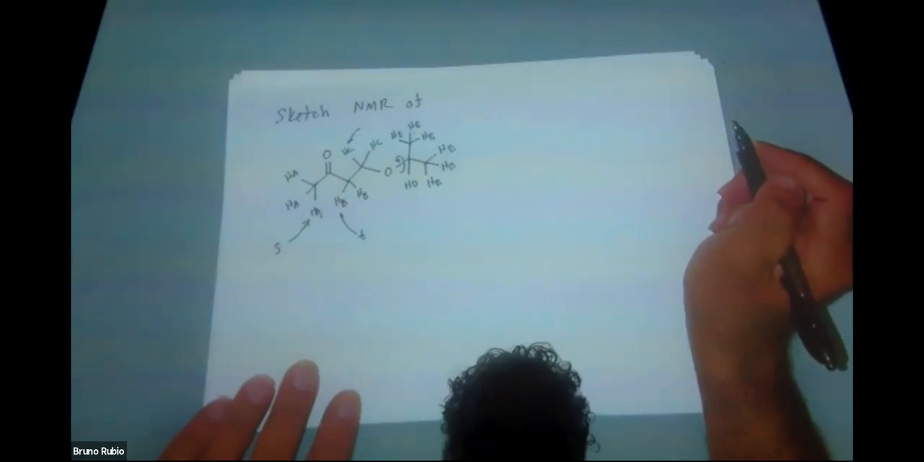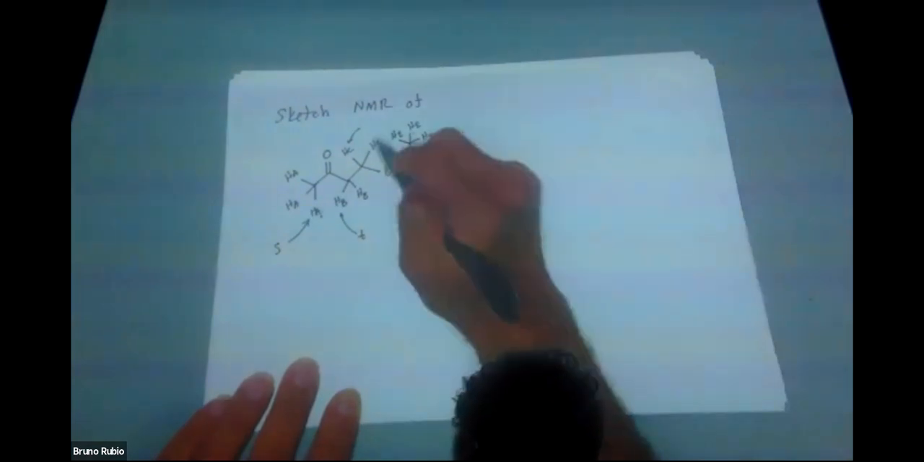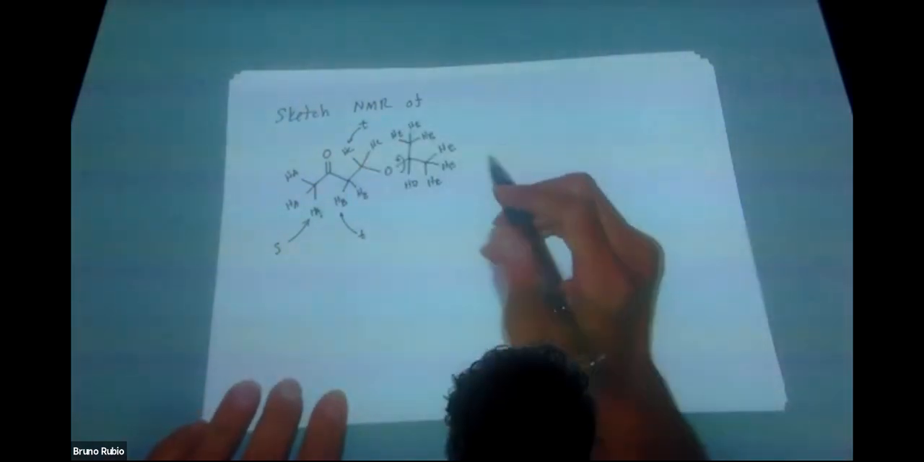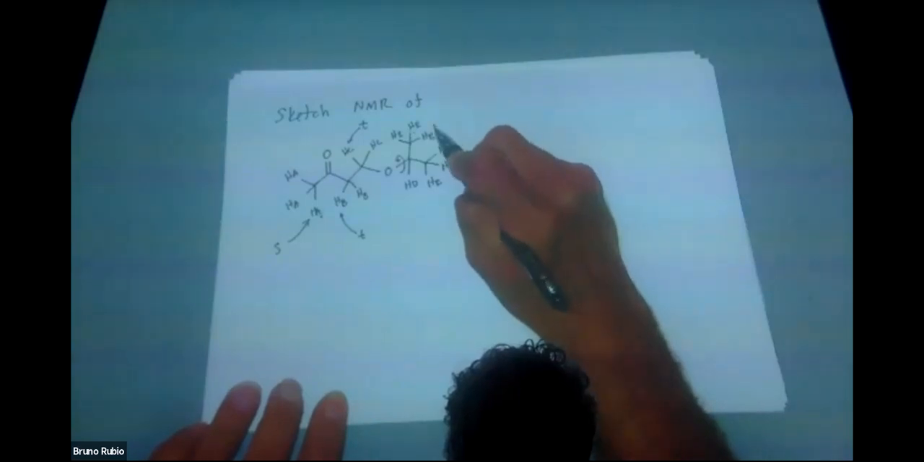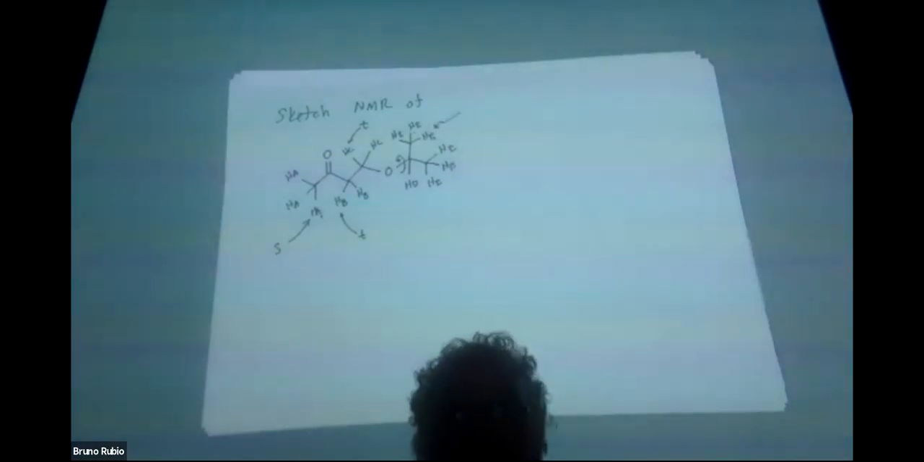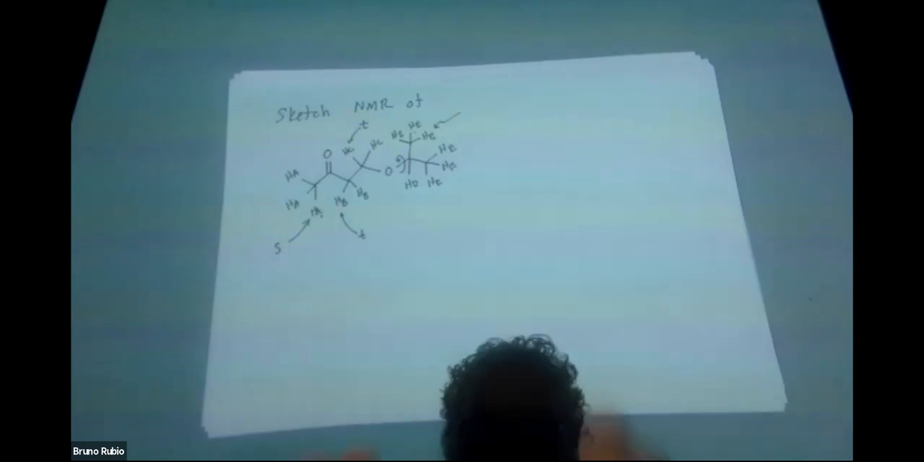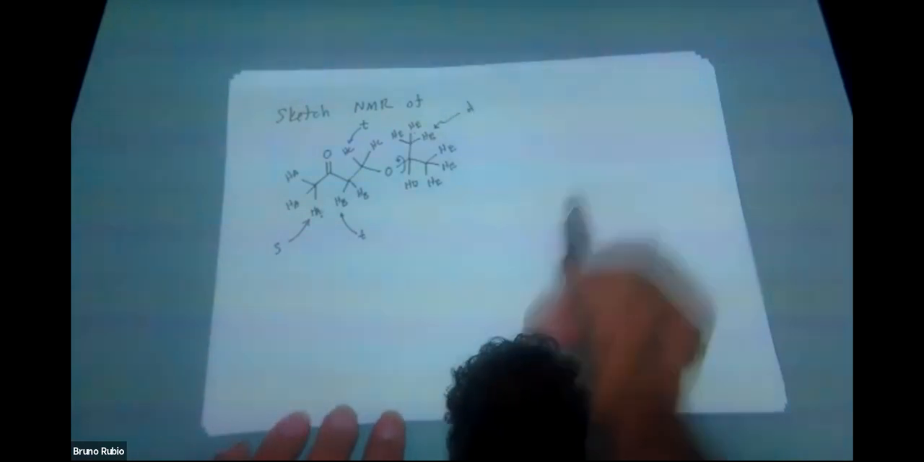Splitting pattern of HC is going to be another triplet. Okay, what's the splitting pattern of the HE? Oh, okay, now this is a hard one, right? This is a hard one. The splitting pattern of the HE, that's a doublet, right?